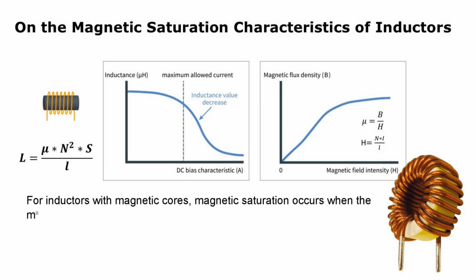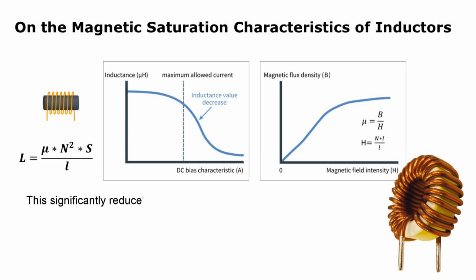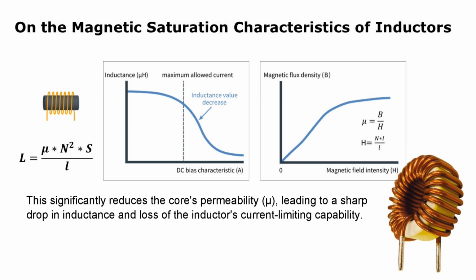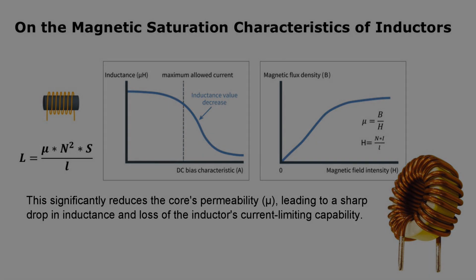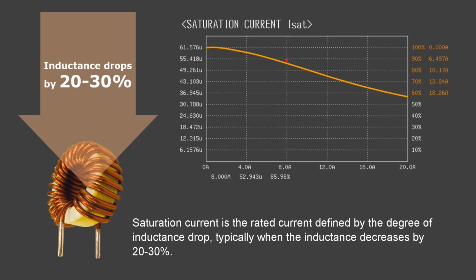For inductors with magnetic cores, magnetic saturation occurs when the magnetic field strength reaches a certain level, causing the magnetic flux density to level off. This significantly reduces the core's permeability, μ, leading to a sharp drop in inductance and loss of the inductor's current limiting capability.